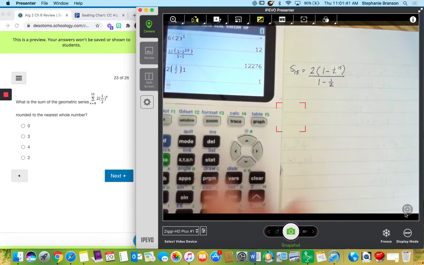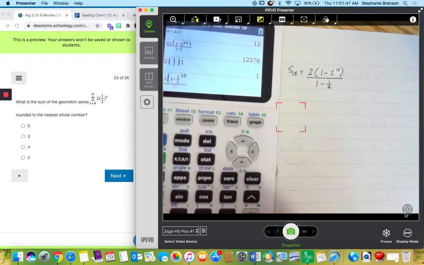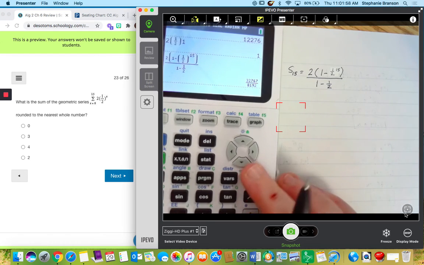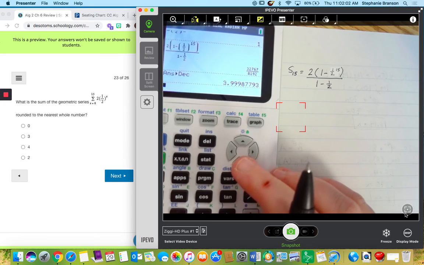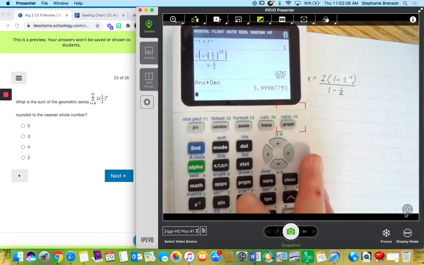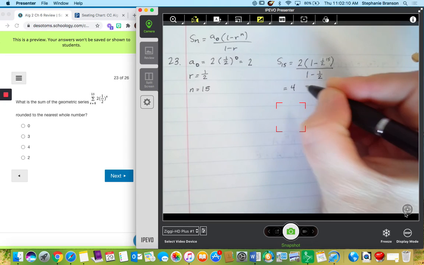So I'm going to put that in as it looks. 2 times 1 minus 1/2 raised to the 15th power over 1 minus 1/2. And they have it rounding to the nearest whole number, so I'm going to change it to a decimal. So that fraction as a decimal is very close to which whole number? 4. So I'm going to write equals 4.